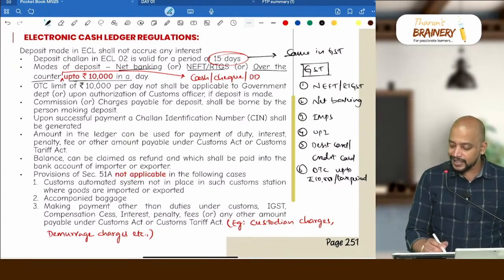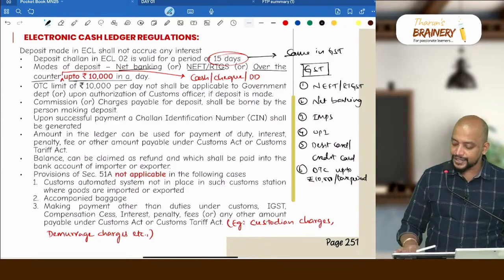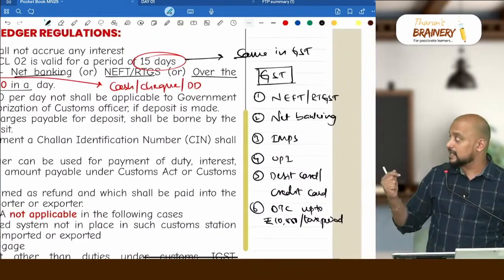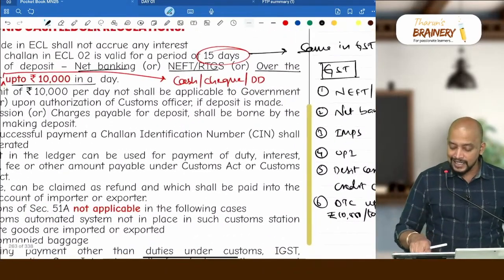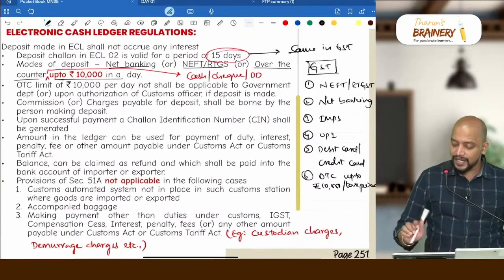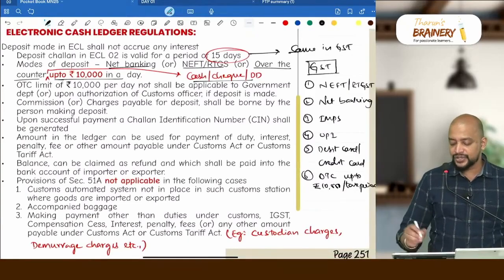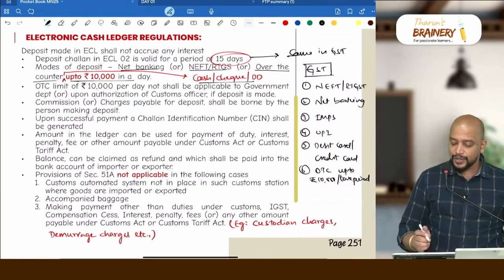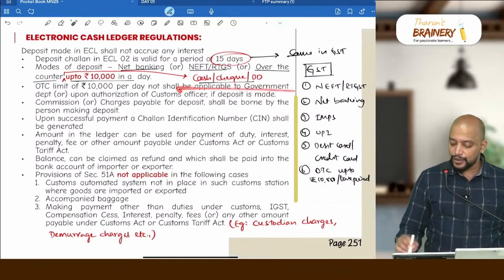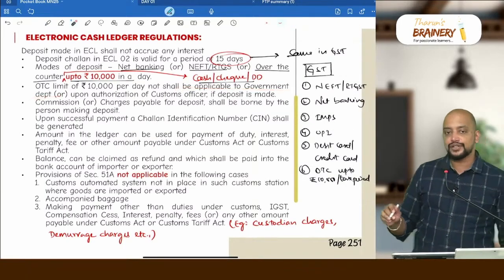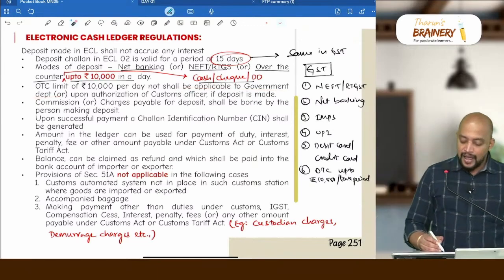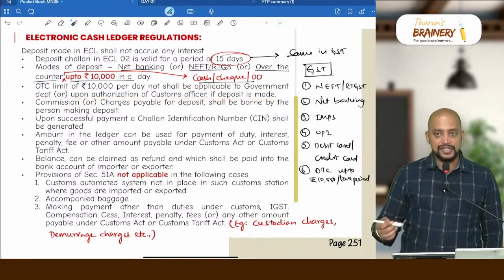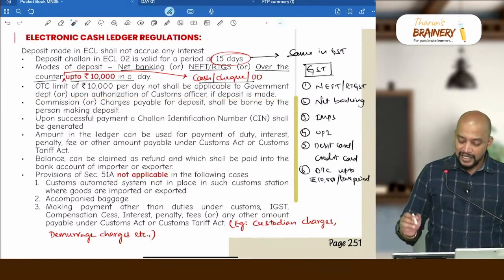Here over the counter is 10,000, in GST also over the counter is 10,000, but the 10,000 is in a tax period. Here it is in a day, and both the places over the counter means, remember, it is cash, check and demand draft. Then OTC limit of 10,000 per day shall not be applicable to garment department. In GST also that is same, garment department. Upon authorization of customs officer, this point is not there in GST if deposit is made.